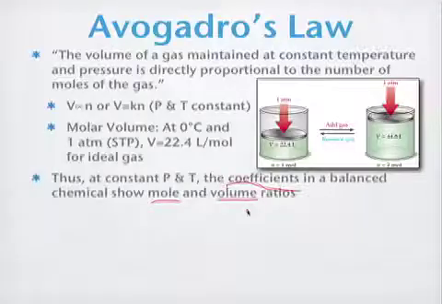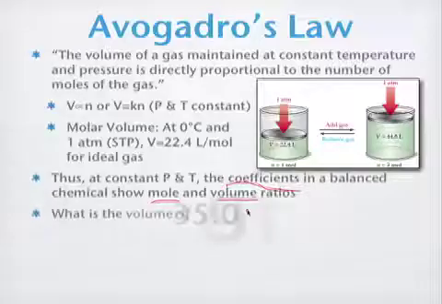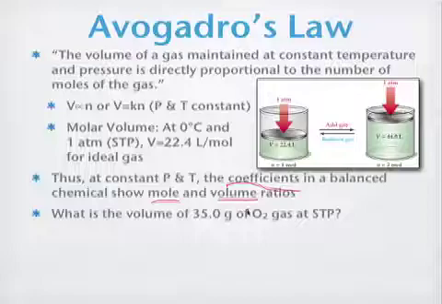Let's just take a look at one quick problem that we can do using our conversion factor. Suppose we want to know the volume of 35.0 grams of oxygen gas at standard temperature and pressure. So go ahead and use your dimensional analysis, stop the video, and come back in a moment and let's see how you did. Alright, so you're back.